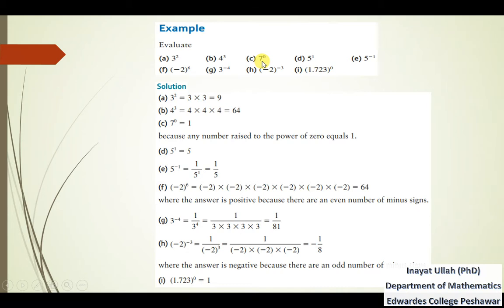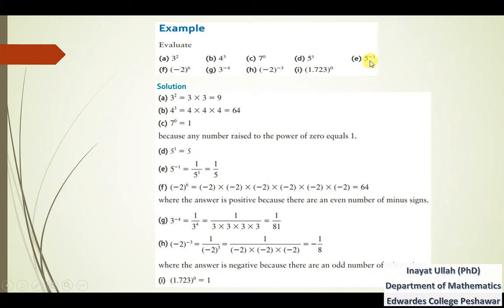And the third part is 7 power 0. So 7 power 0 is 1, because any number to the power 0 is 1. So that equals 1. Similarly, 5 power 1. 5 power 1 means the same 5.